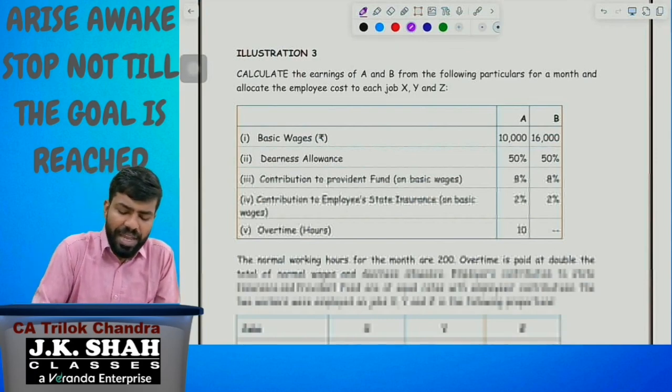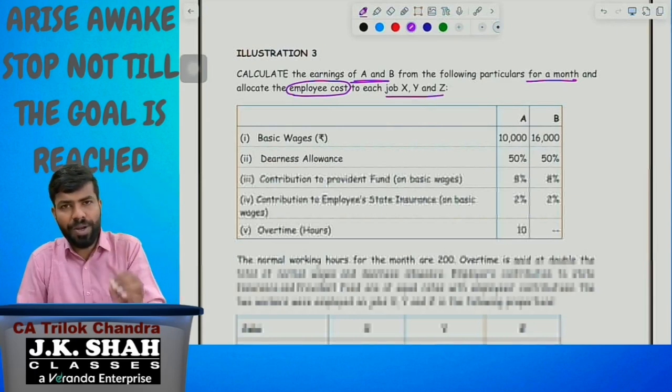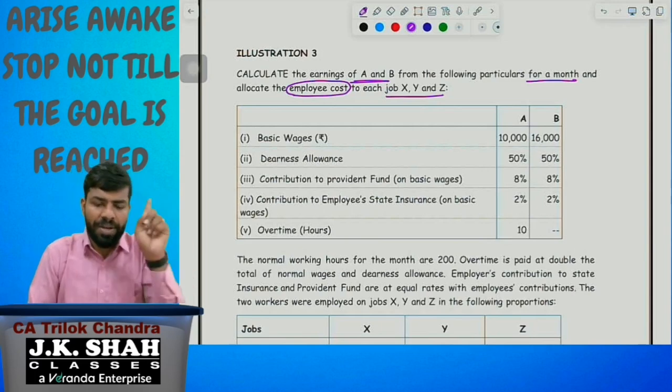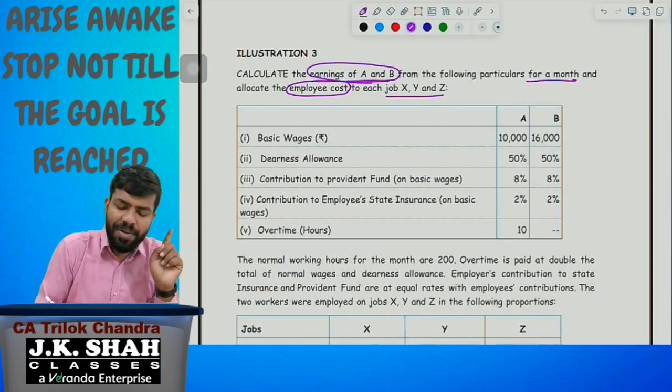Calculate the earnings of A and B from the following particulars for a month. They are asking to calculate earnings of A and B for a month and allocate the employee cost to each job X, Y, Z. If you look at the question properly, there are two requirements in the question. What are the two requirements? Number one, they are asking earnings of A and B.